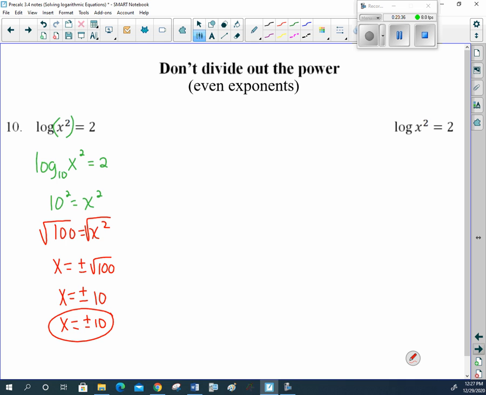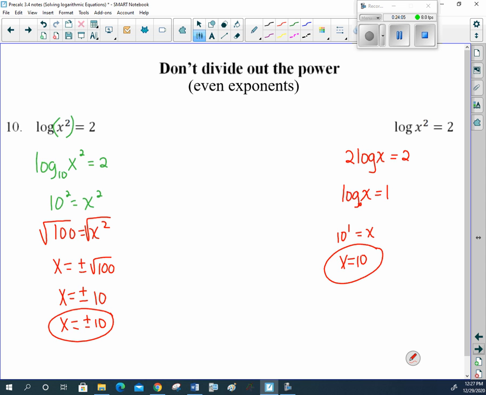Now, watch what happens if I divide it out. So what I'm going to do is I'm going to bring the power out. Log base 10 of x equals 2. Then I'm going to divide the 2 to the other side. And I'm going to get log x equals 1. And now I'm going to do my rewrite. Here's my base 10. So I'm going to say 10 to the 1 equals x. And then x equals 10. See how I only ended up with one answer? I missed an answer. I missed the negative 10.